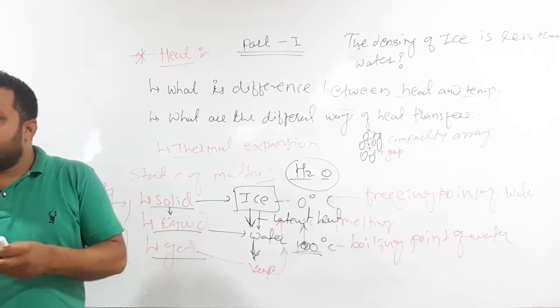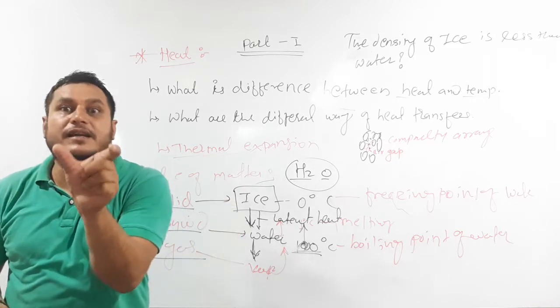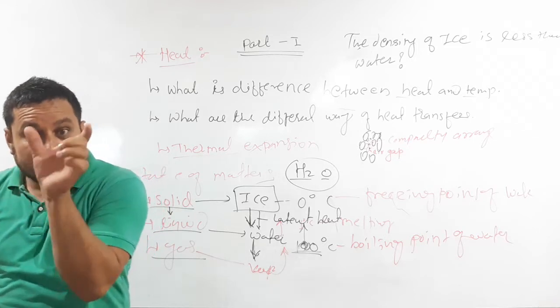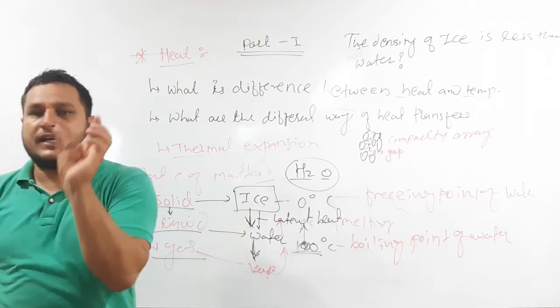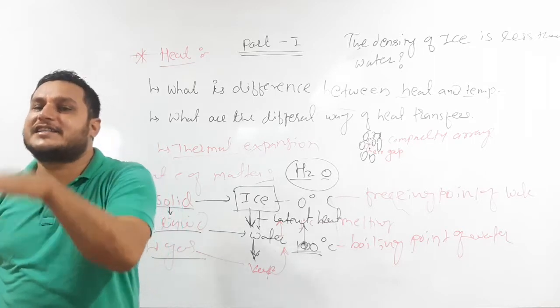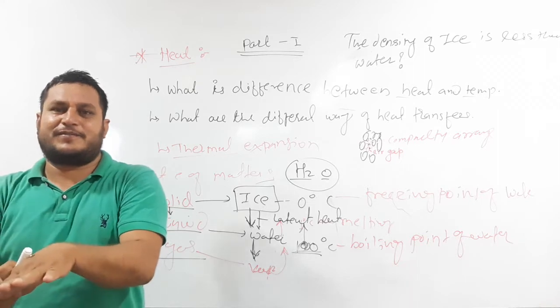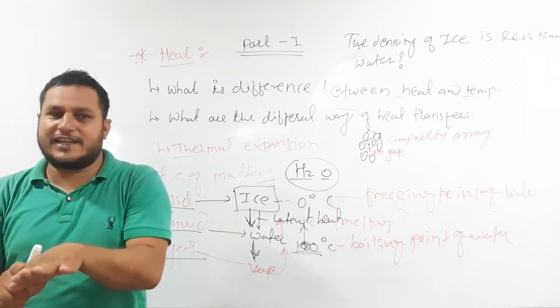Clear? When a state of matter is changed but the temperature remains constant, that condition, that state, is called latent state, latent condition, latent temperature, latent heat. Clear? Is there any doubt?